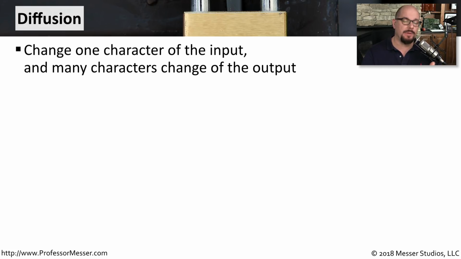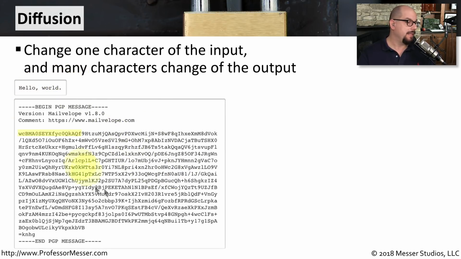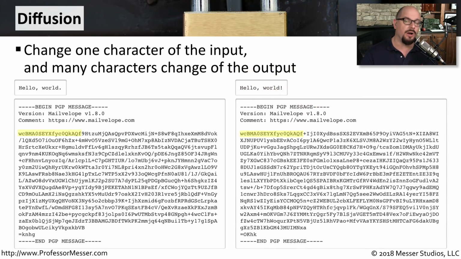Let's take an example of this by using that same bit of plain text, "Hello world." This one has a period at the end of that sentence, and when I encrypt it, I get this PGP message. Now let's take the same plain text, but instead of having a period at the end of the sentence, let's use an exclamation mark, and let's see what the results are of encrypting that bit of plain text.